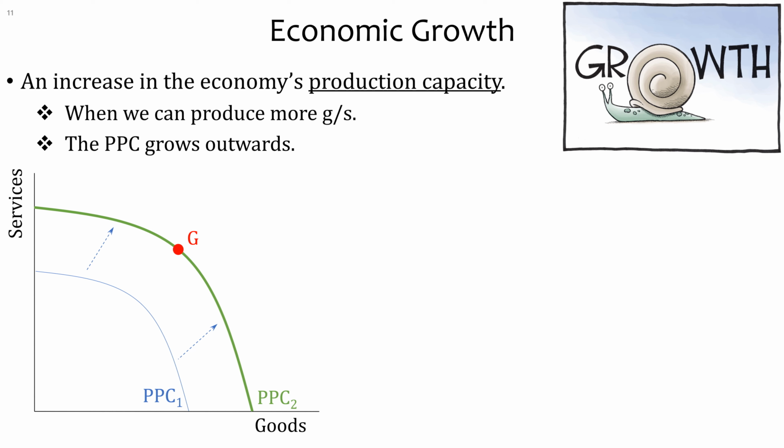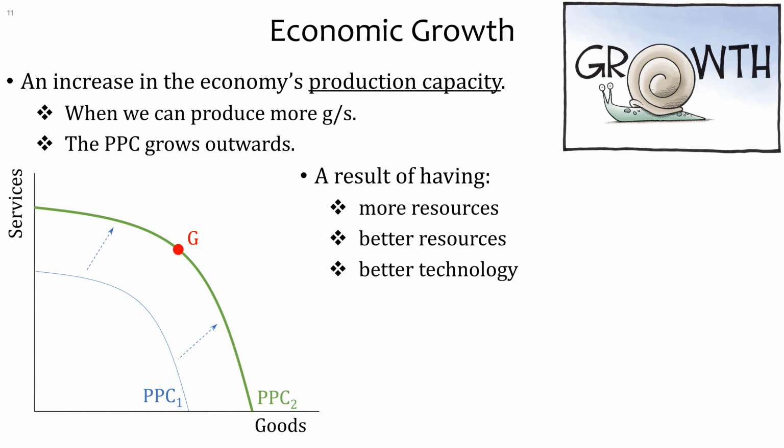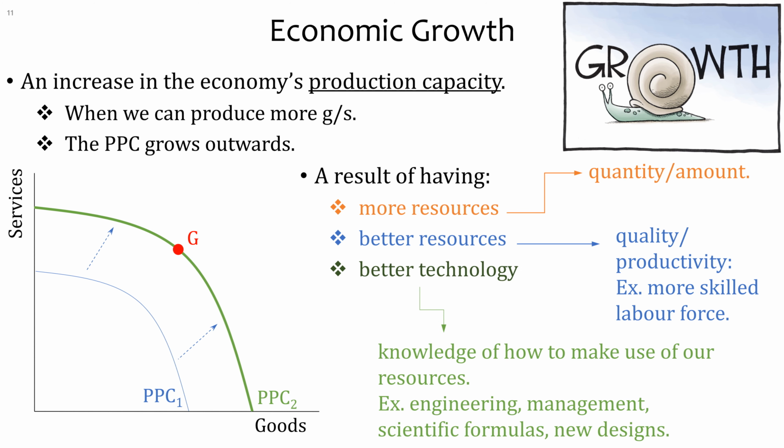Now you might be like, hang on, how is that possible? How does it happen? Well, there are three main reasons for it. So there are three main causes. One of them is that if you have more resources, or if you have better resources in terms of quality, or if you have better technology. And it's important to define this properly. So more resources is about the quantity or the amount of them, like more labor, more workers, such as immigration. Better resources is about the quality of them, like productivity, and technology is about the knowledge of how to make use of our resources. Okay, so like engineering, management, formulas, designs.